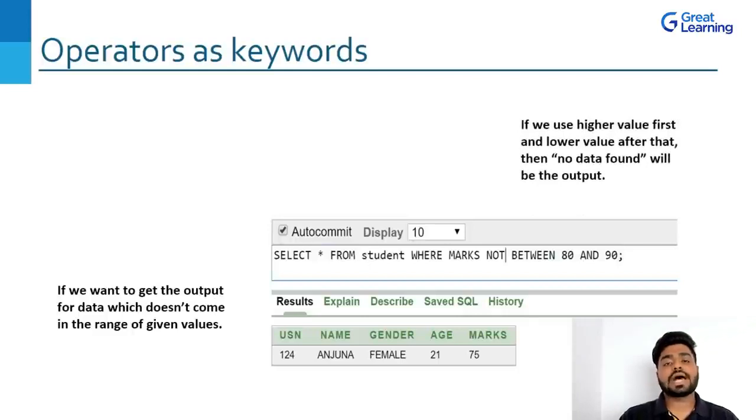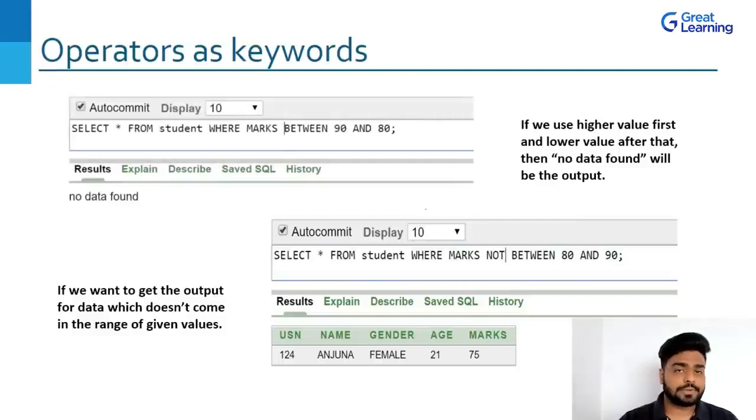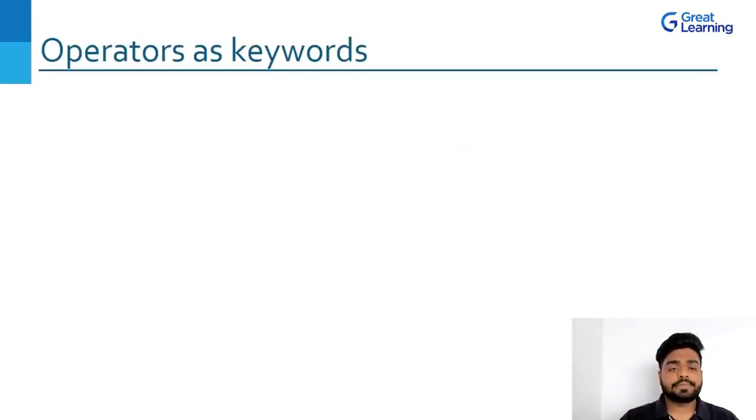Similarly, if you use the higher value first and the lesser value later, then you will get a result of no data found. See, writing between 80 and 90 makes sense because it is 80 and then 90. But if you write between 90 and 80, it doesn't make sense to Oracle or SQL, so it will say no data found.